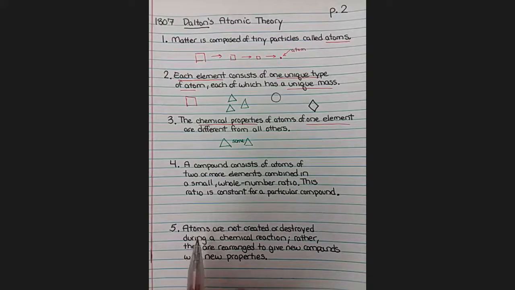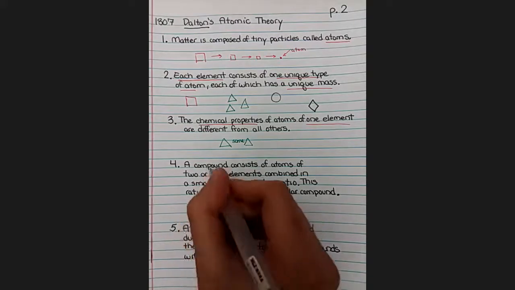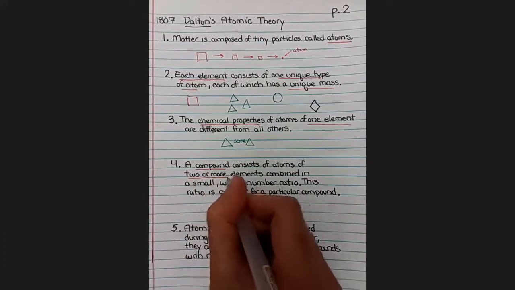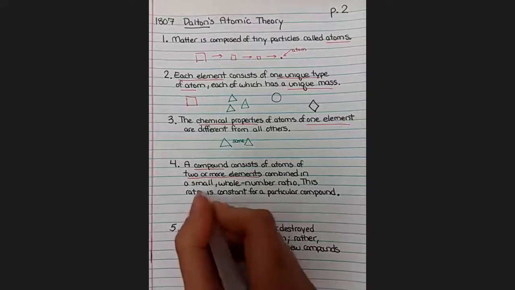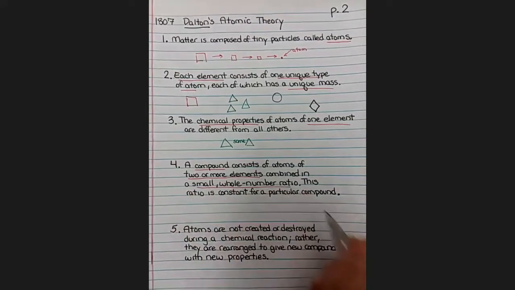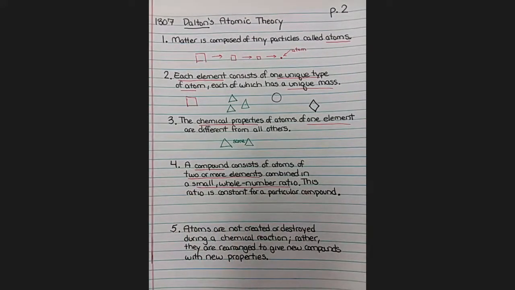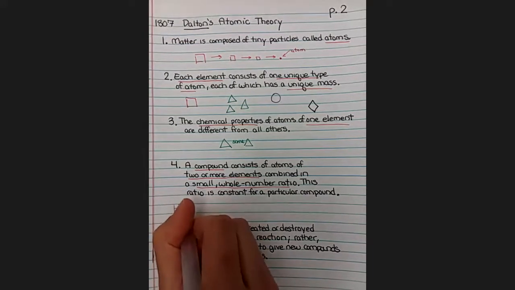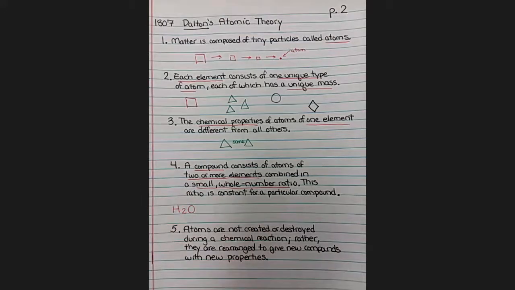The fourth facet of the atomic theory: a compound, that's a word we learned in our vocab list. A compound consists of atoms of two or more elements, and they're combined in small whole number ratios. This ratio is constant for a particular compound. So, like we looked at the formula for water. The formula for water is H2O, and this is a compound because it has two or more elements.